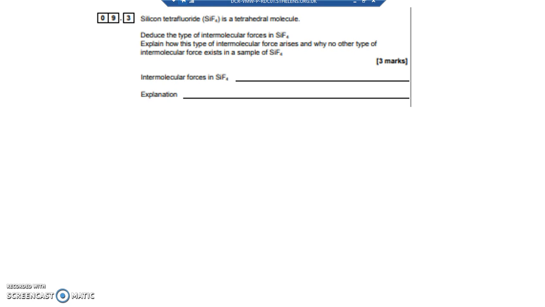There's no H to F or H to N or H to O. You'd think it might have dipole-dipole bonding because of the Fs being electronegative, but it doesn't, because it's completely symmetrical, and so there's no permanent dipole. The delta plus and delta minuses cancel each other out, and so what's left? Van der Waals forces, the attraction between the electrons in one molecule and the protons in the nucleus of other atoms in another molecule.